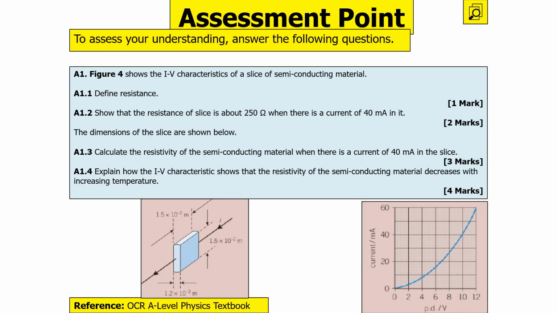The next question says, Figure 4 shows the IV characteristics of a slice of semiconductor material. Firstly, define resistance. Then show that the resistance of the slice is about 250 ohms when there's a current of 40 milliamps in it. The dimensions of the slice are shown below. Calculate the resistivity of the semiconductor material when there's a current of 40 milliamps in this slice. Then explain how the IV characteristic shows that the resistivity of the semiconductor material decreases with increasing temperature. So pause the video now, then unpause the video when you want to go through your answer.